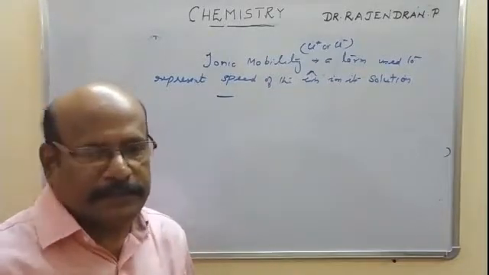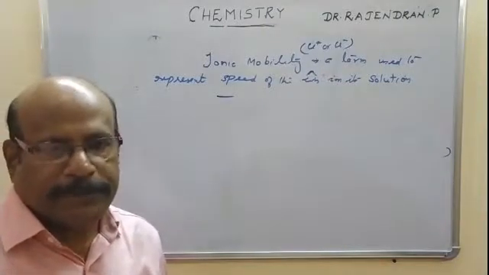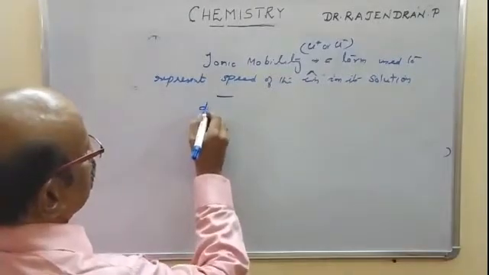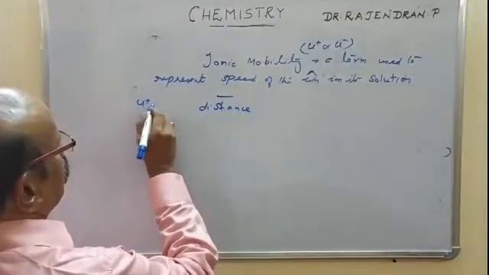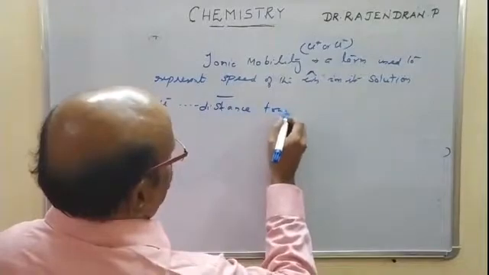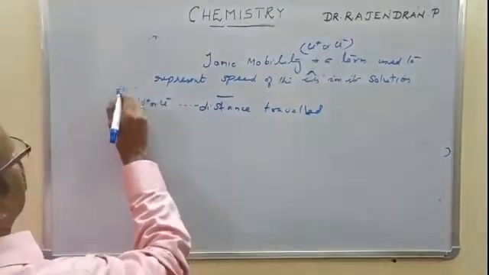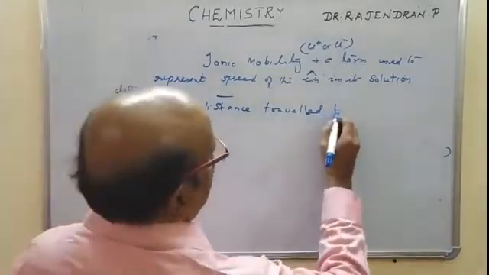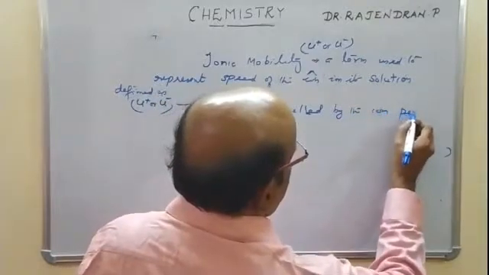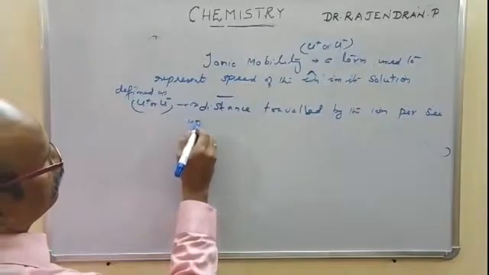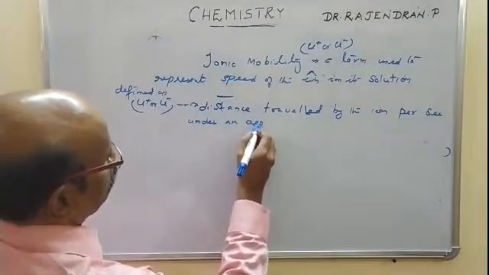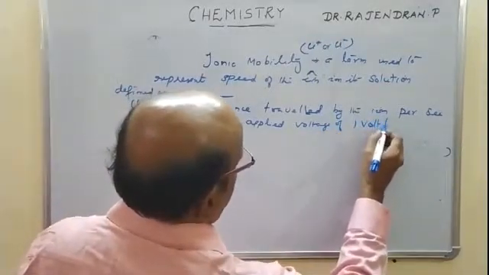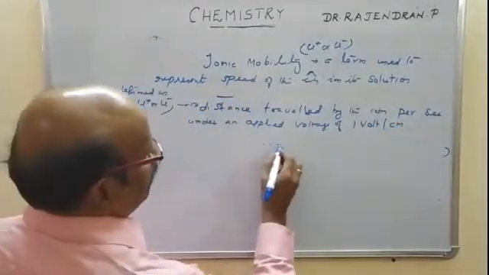So the ionic mobility is defined as the distance traveled by the ion per second under an applied voltage of 1 volt per centimeter. Okay, this is the definition. U plus or U minus, ionic mobility, is defined as the distance traveled by the ion per second under an applied voltage of 1 volt per centimeter, or it can be in the SI system.